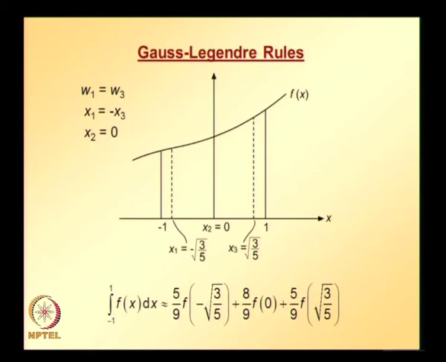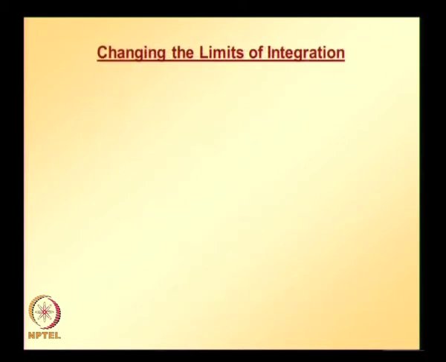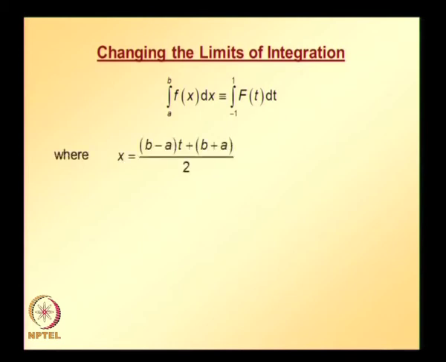So now the formulas or the weights and locations are available for the limits -1 to 1. So if limits are something else, we need to discuss what will be the procedure. So, changing limits of integration. If one wants to evaluate this integral a to b f(x) dx, we need to somehow bring it into the form -1 to 1 of some integrand. So, the procedure is like this.